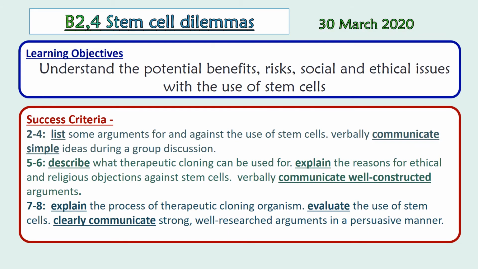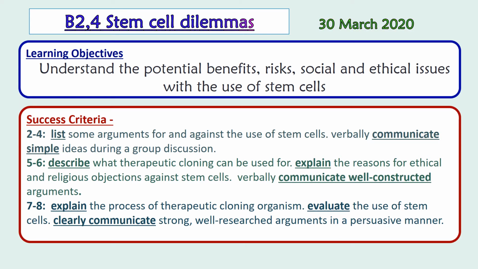What we're learning today is the benefits, risks, social and ethical issues with using stem cells. So for a grade 2 to 4, you'd be looking at arguments for and against use of stem cells. These are kind of the basic ideas of why it's good and bad. You might be able to have a discussion with someone about it. For a grade 5 to 6, we're going to look at therapeutic cloning and what it can be used for with some really good examples.